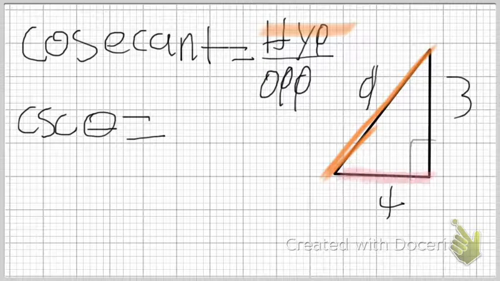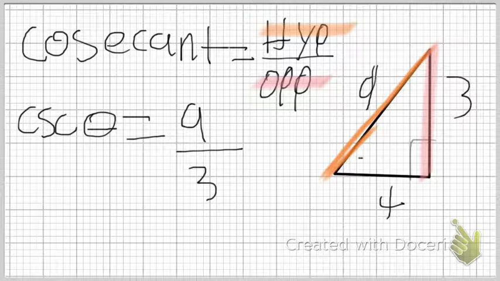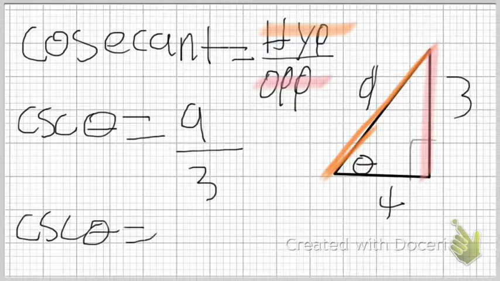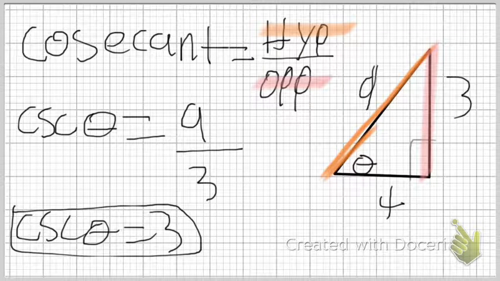is the adjacent. Oops, sorry. The 9 is the hypotenuse, not adjacent. It's hypotenuse over opposite. So the answer will be 9 over 3. And of course, this is theta. So the answer is 3 because 9 divided by 3 is 3. So cosecant of theta is 3.